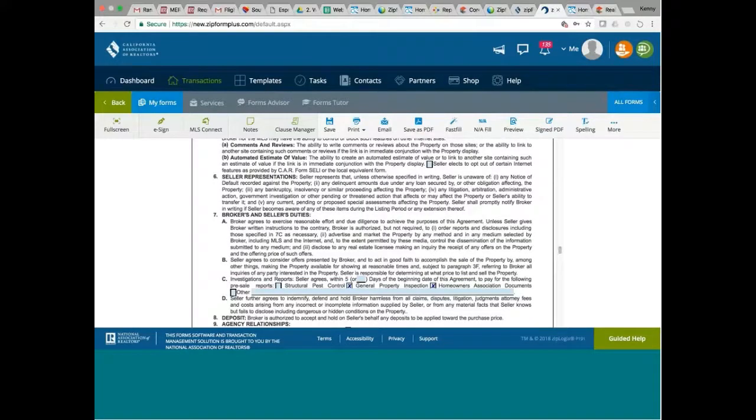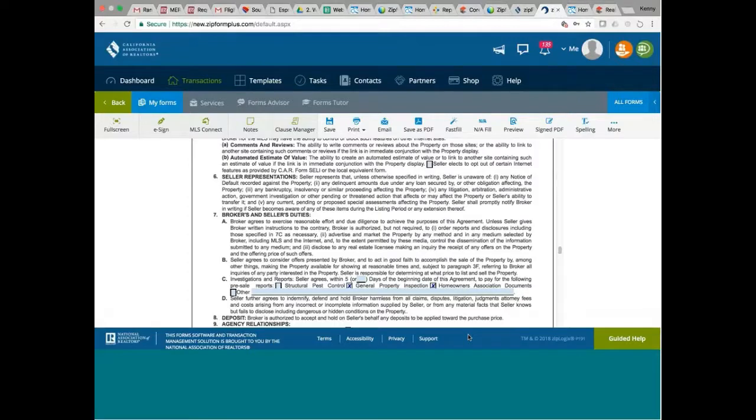Seller's representations. So the seller represents that there is no notice of default, which means foreclosure. And the loan is not delinquent. There's no bankruptcy. There's no litigation, lawsuits about the property. There is no proposed special assessment affecting the property. If the seller is aware of these things, then the seller shall promptly notify the broker in writing.